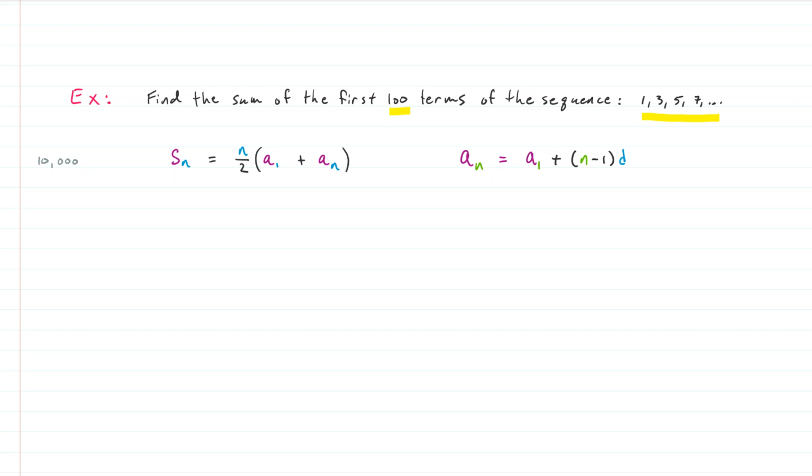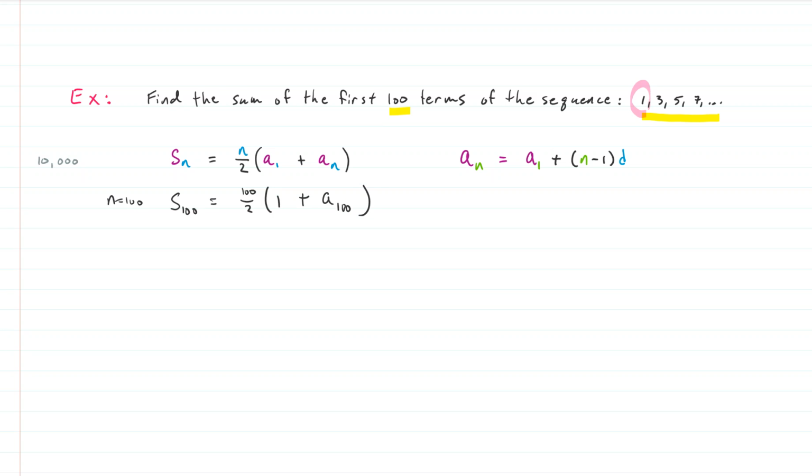The formula, again, is S sub n. So we want 100. n is 100 in our case. So the 100th partial sum is going to be 100 divided by 2 multiplied by, and we need a sub 1. We can see from our little list here, a sub 1 is 1, plus, we need a sub 100.